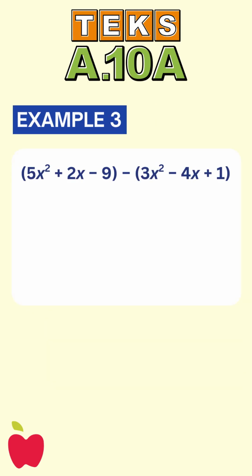Open parentheses, 5x squared plus 2x minus 9, close parentheses, minus open parentheses, 3x squared minus 4x plus 1, close parentheses. First, distribute the subtraction symbol. 5x squared plus 2x minus 9 minus 3x squared plus 4x minus 1. Notice how every term in the second polynomial has its sign changed by the subtraction symbol.